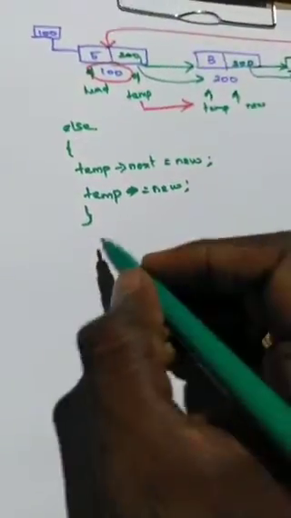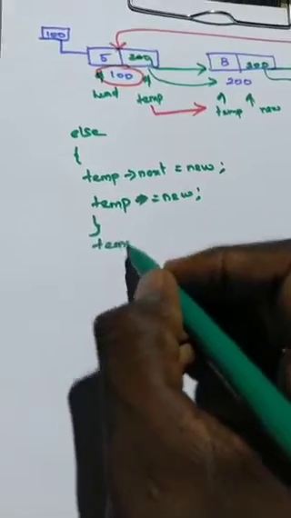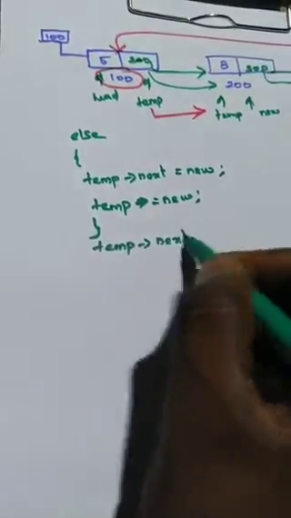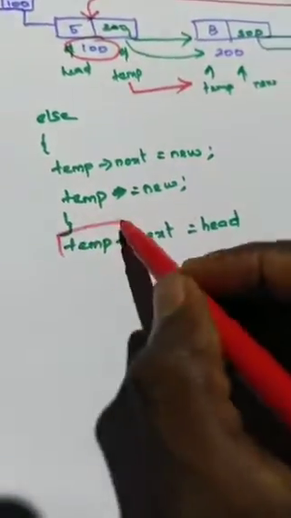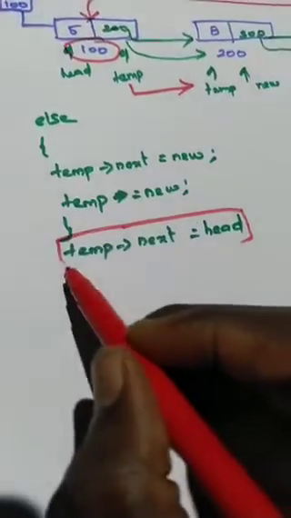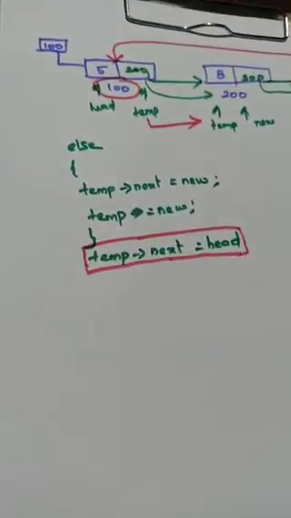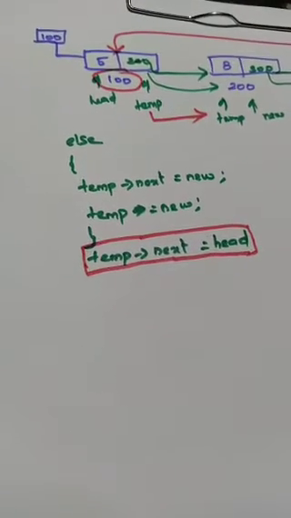So how can we write the statement for that? See, temp next is equal to head. This line of statement is very, very important. If we miss this, the code will be the usual code for a singly linked list. So that would be the difference.